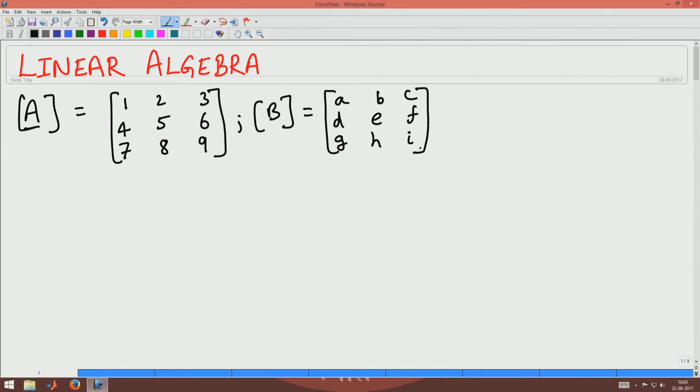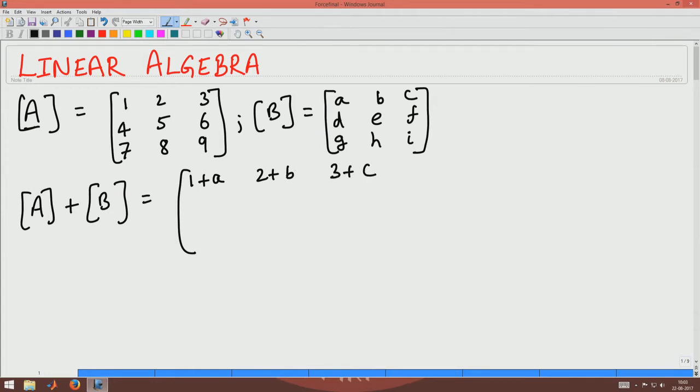I am going to define some basic operations in linear algebra. Many of you might be knowing this already, but for completeness' sake, let me go ahead and define those operations. When I say matrix A plus matrix B, what I mean is this resulting matrix: 1 plus A, 2 plus B, 3 plus C, 4 plus D, 5 plus E, 6 plus F, 7 plus G, 8 plus H, 9 plus I. Okay? This is what this operator plus means.